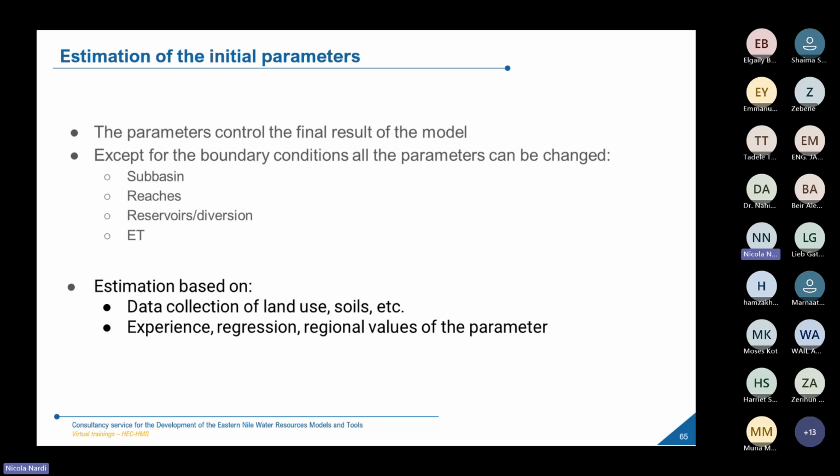Now, we have already done the estimation of the initial parameters, but let's really quickly say again how to do this initial estimation. First of all, we have the boundary conditions that are not estimated, because it's something that usually has been measured, such as the precipitation.